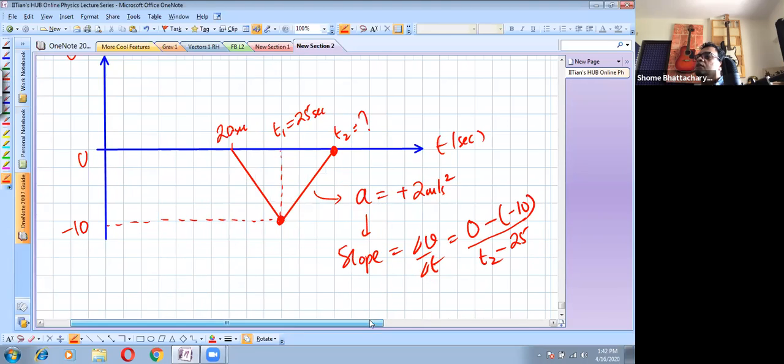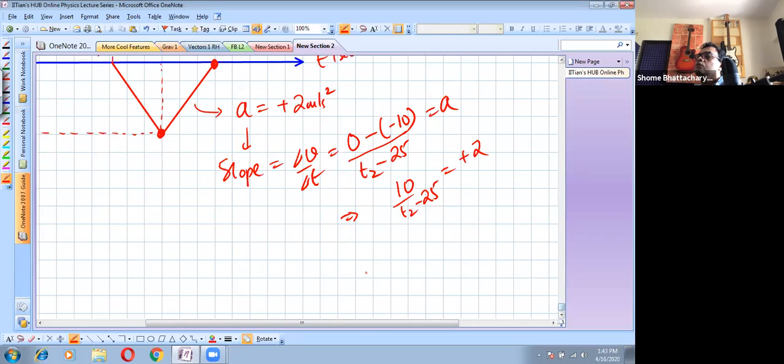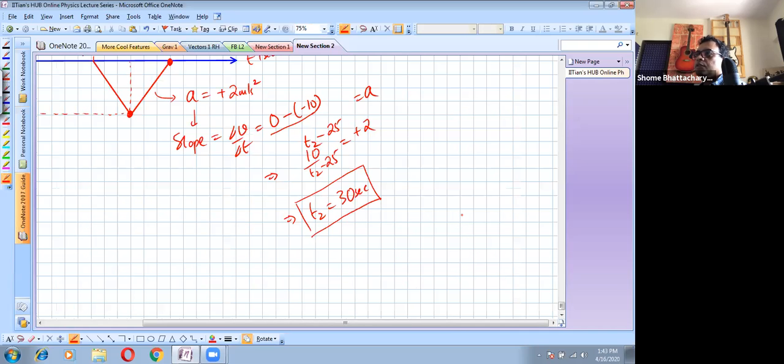this quantity here should be equal to the acceleration. So 10 divided by T2 minus 25 should be equal to plus 2. So solving this relation, you will get T2 as 30 seconds. This becomes this part of the answer. Correct. So as I can see, most of you have got this correct. So that's very good.